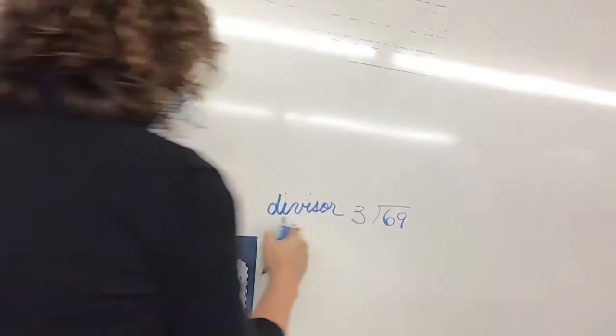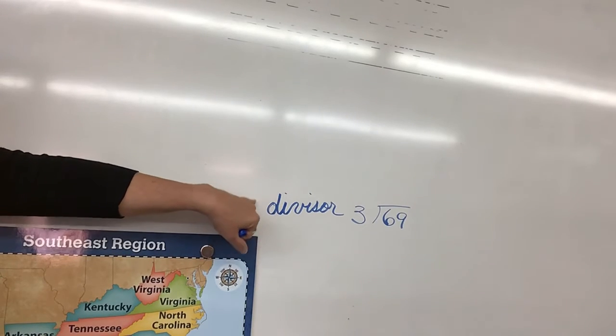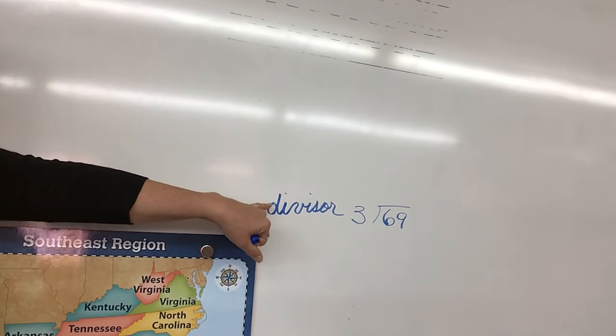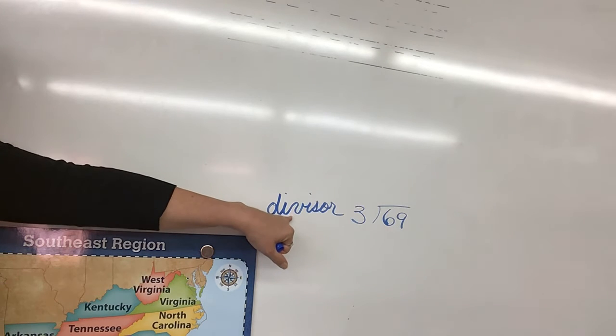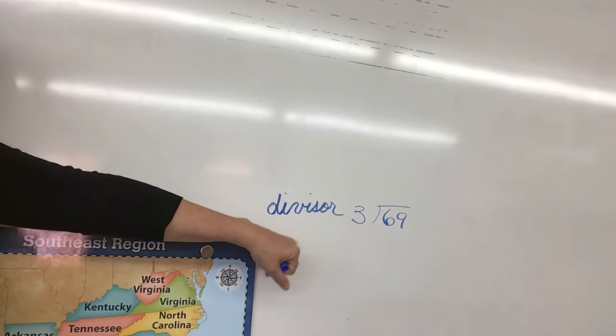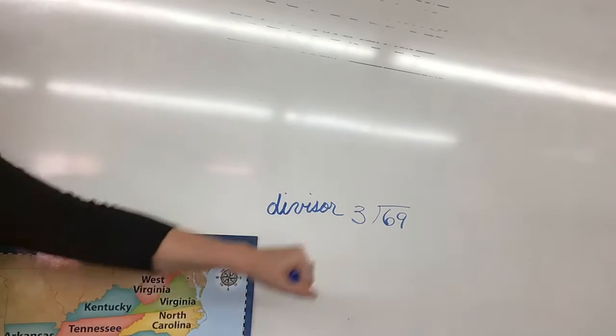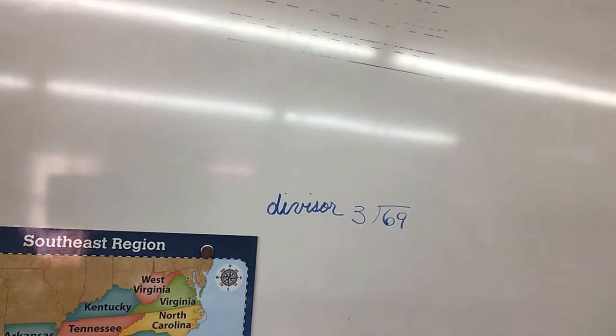D-I-V-I-S-O-R. Make sure you do the hill and valley, okay? Make sure you start with a C going into a D. That's how you make a D. Then your V should have a hill and a valley, then a connecting stroke into the I. It's a high connecting stroke. D-I-V-I-S-O-R. That's your divisor. That's the number you're dividing by.